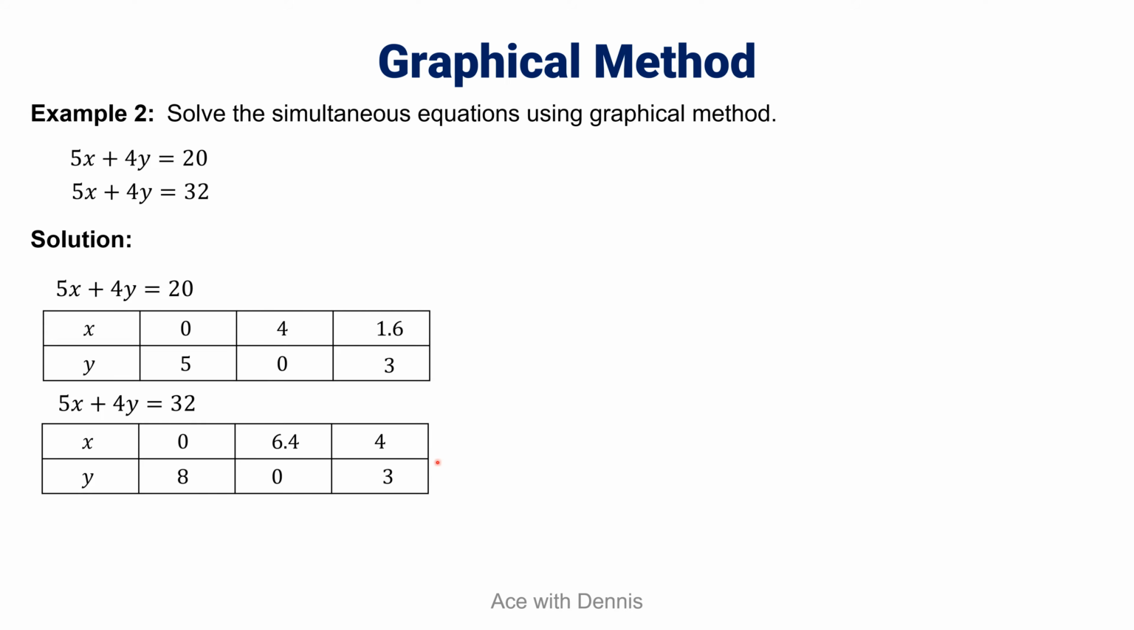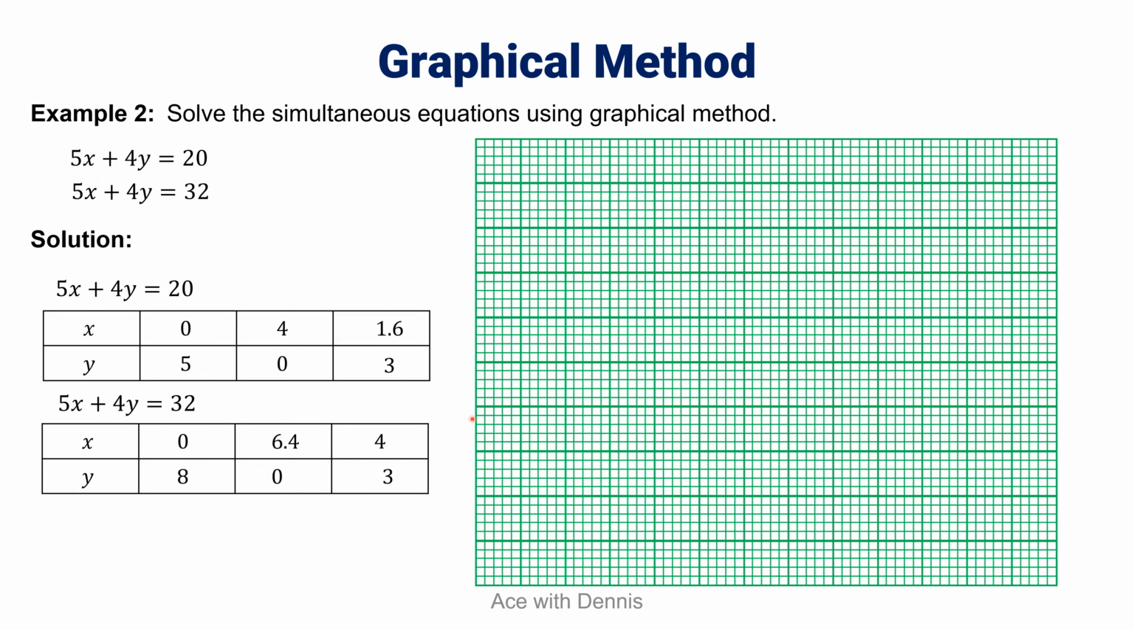Alright, so we have these two tables, and let's start to plot a graph. For the x-axis, I want the smallest value to be 0 and the largest value to be 6.4 here. Maybe you can choose a similar scale from the previous example: 1 cm to 1 unit. Similarly for the y-axis, we want to cover from the smallest value 0 to the largest value 8. It's a very similar scale to the previous example as well: 1 cm to 1 unit.